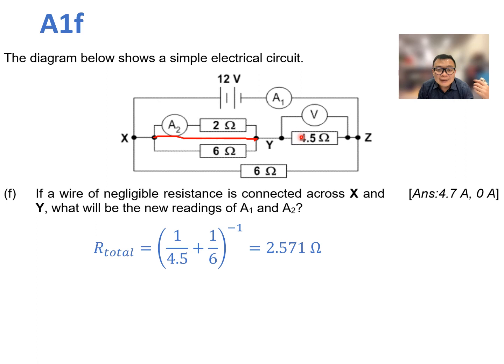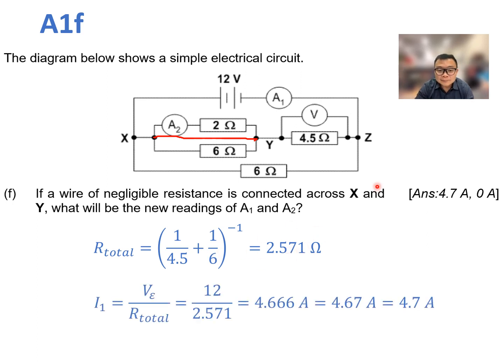We can determine the effective resistance of this whole circuit using the parallel resistance equation, and we'll get this value over here. With the total resistance known and the total voltage across the whole circuit to be 12 volts, we can use Ohm's law on the whole circuit to determine the total current passing through the circuit, and that is the value of A1.